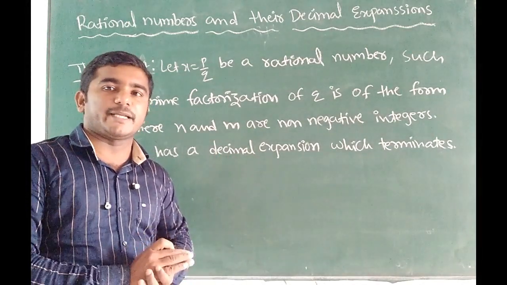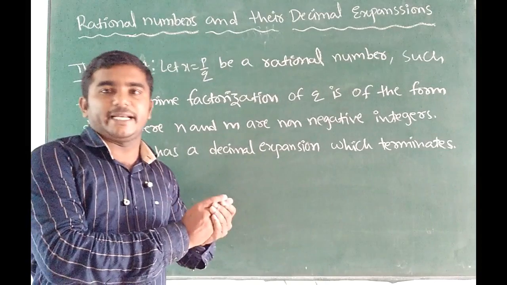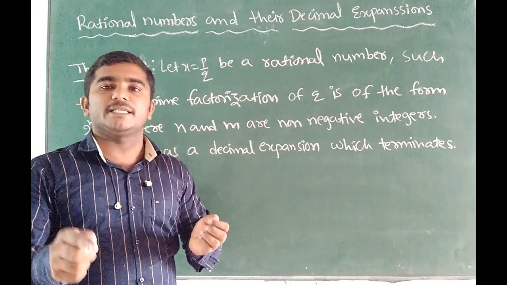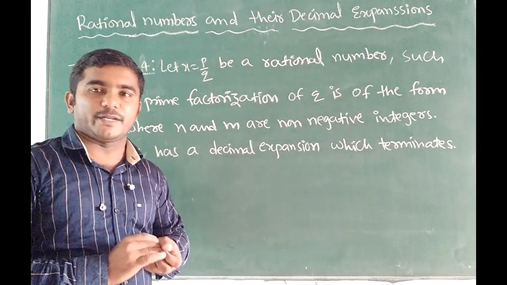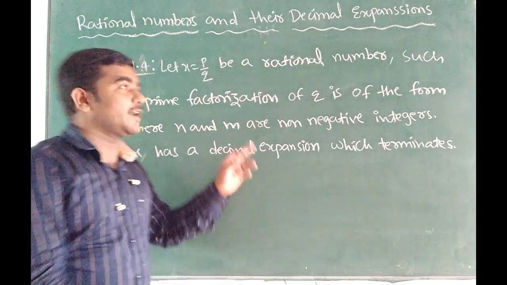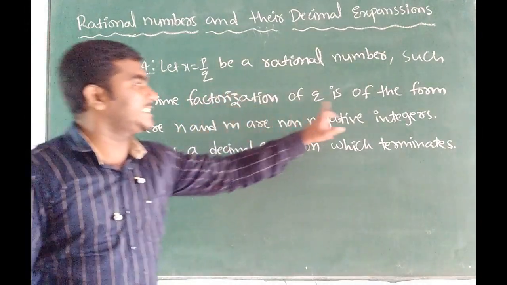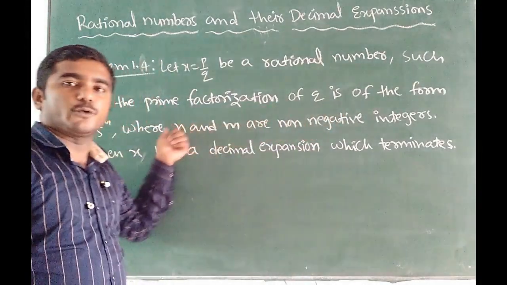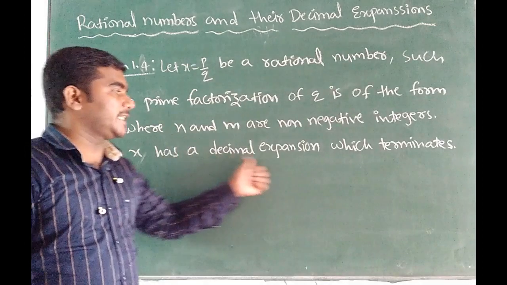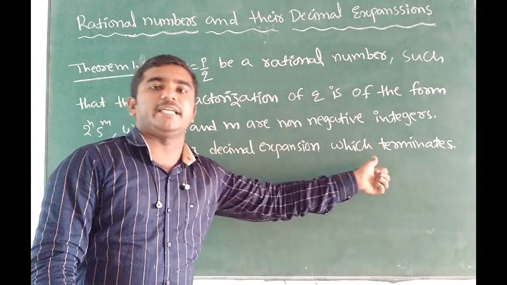What is theorem 1.3? Suppose it terminates, compulsorily q, the denominator, must be in the form of 2 power n into 5 power m. Here it is reversed. What? Suppose q is in the form of 2 power n into 5 power m, compulsorily the decimal expansion should terminate.